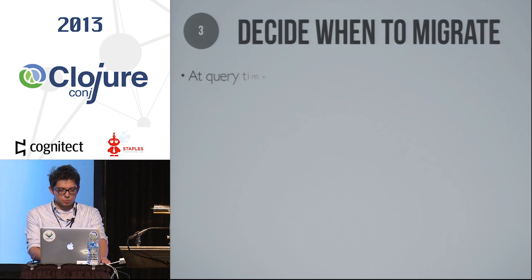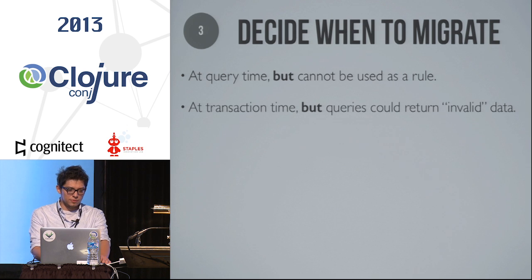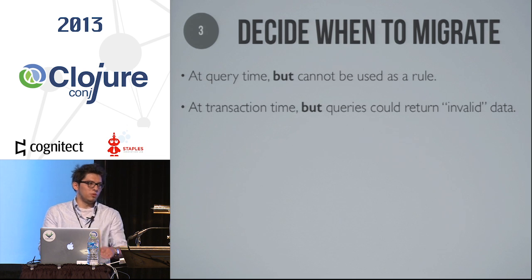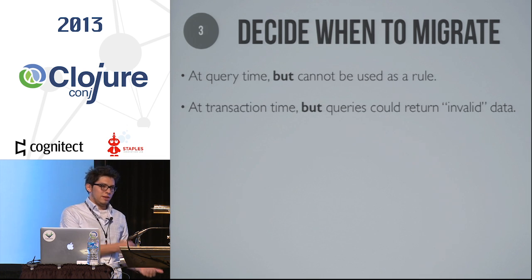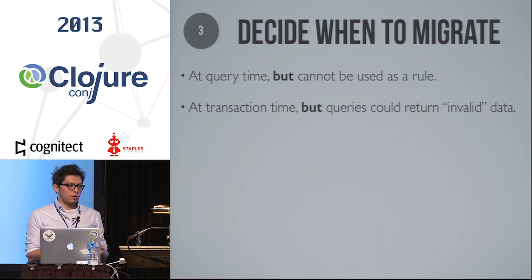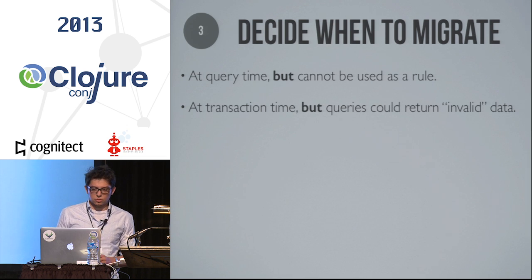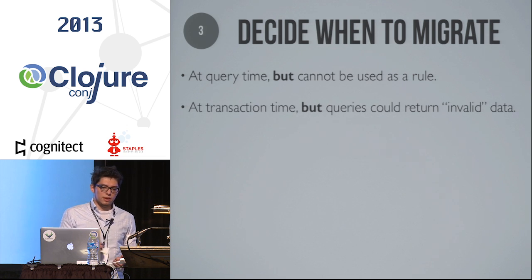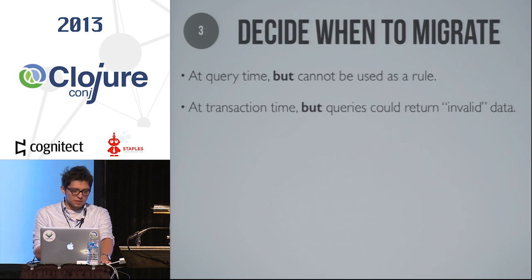Now, the biggest problem is to decide when to migrate. You could potentially do the migration on the fly at query time. Imagine you have a query that returns a bunch of persons, and your application code is depending on the fact that they have a health insurance. So what do you do? Do you code that logic in your application code to make sure that it doesn't fail? Well, you could run this migration function at query time, but in this case, Datomic doesn't let you use migration database functions, as I showed you, as rules in queries, so it would be more complicated than that.